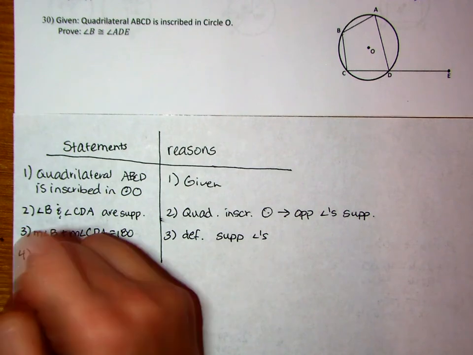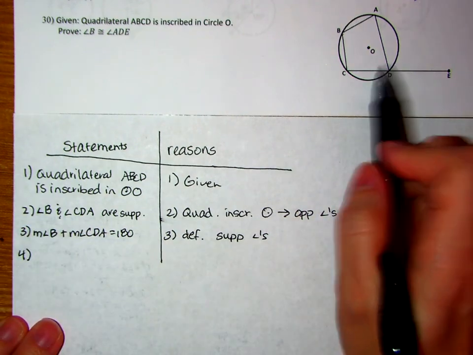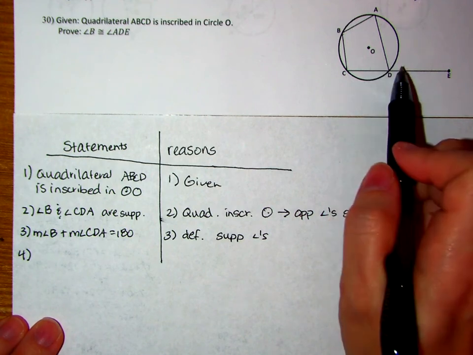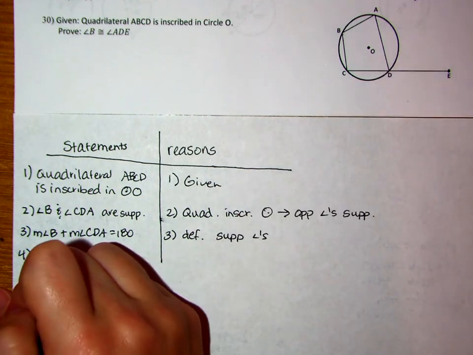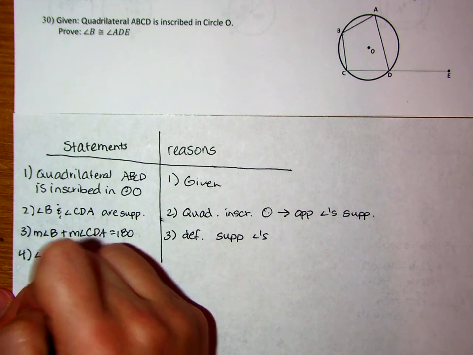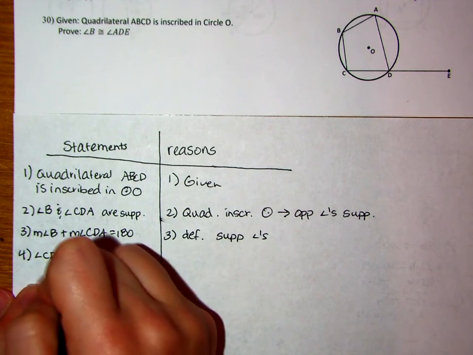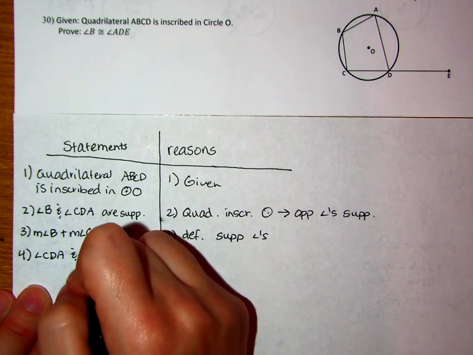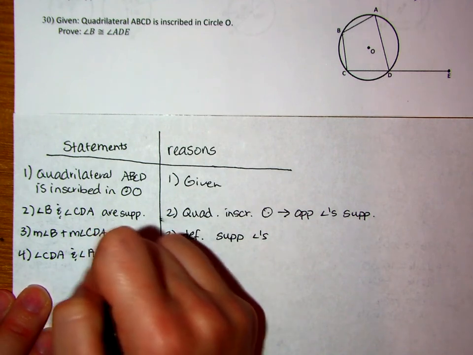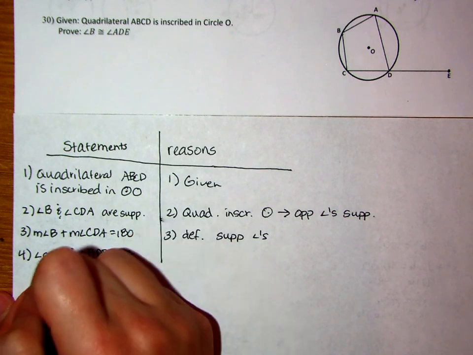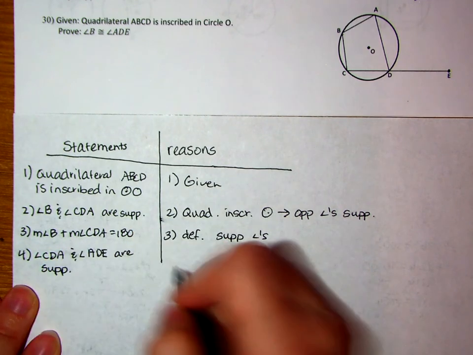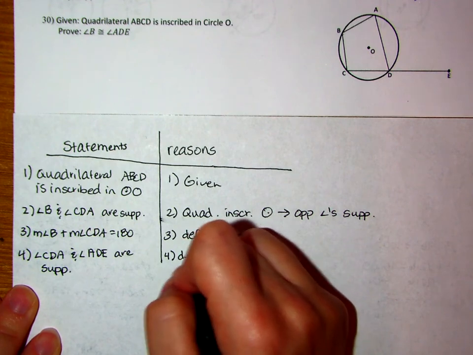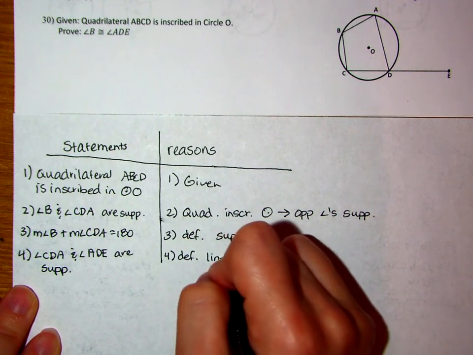Number 4, let's go ahead and look at this. These two angles make a straight line. They're a linear pair. So what we can say then is that angle CDA and angle ADE are supplementary. Okay? And that's going to be because of the definition of a linear pair.